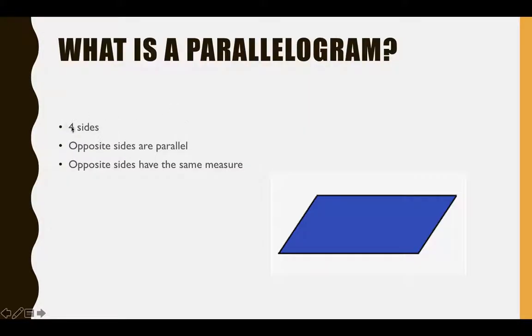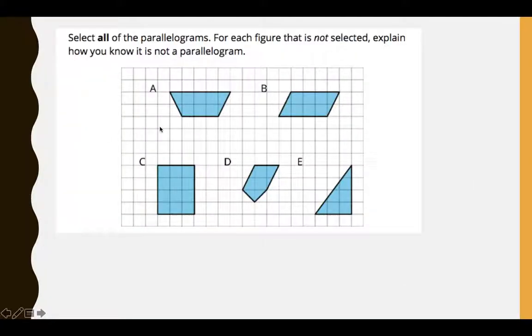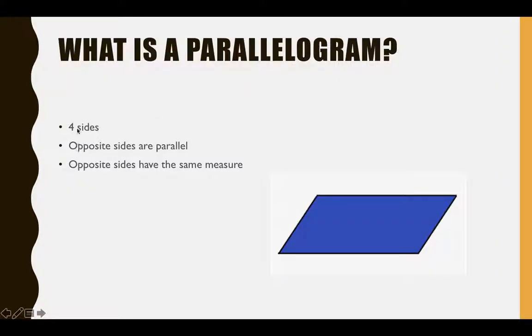So the first thing I'm going to look for, does the shape have 4 sides? So I'm going to look at figure A. See, 1, 2, 3, 4. All right, so it has 4 sides. So far, so good. We might have a parallelogram on our hands. We'll have to go back and check. Take a look.